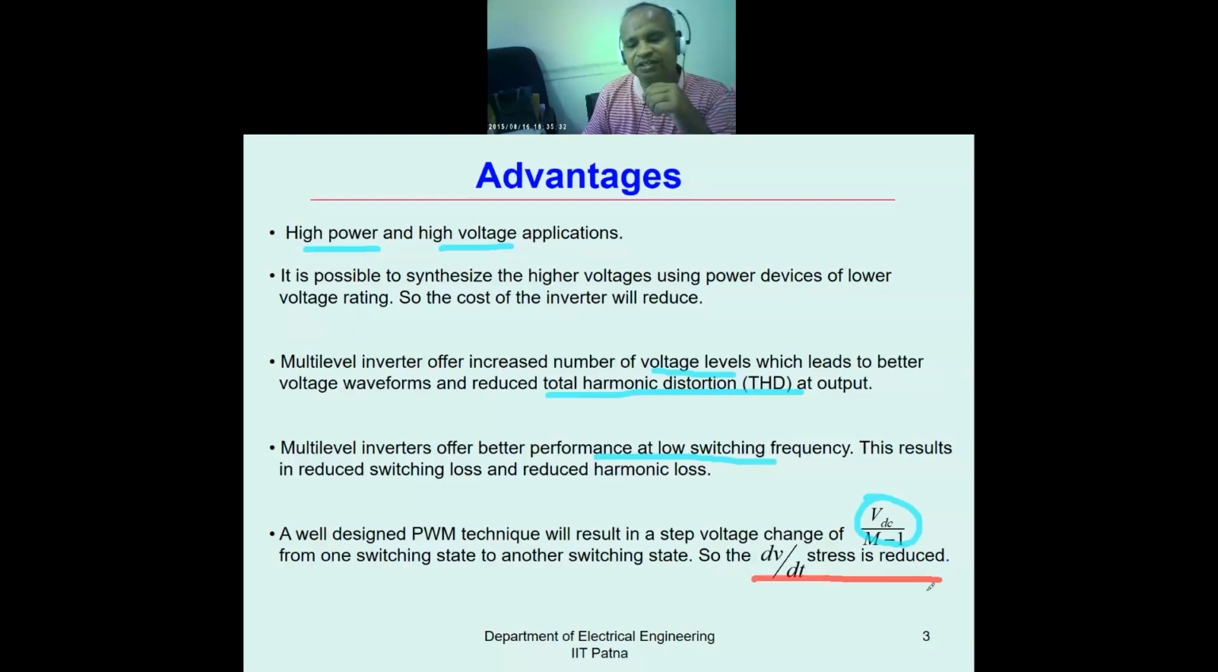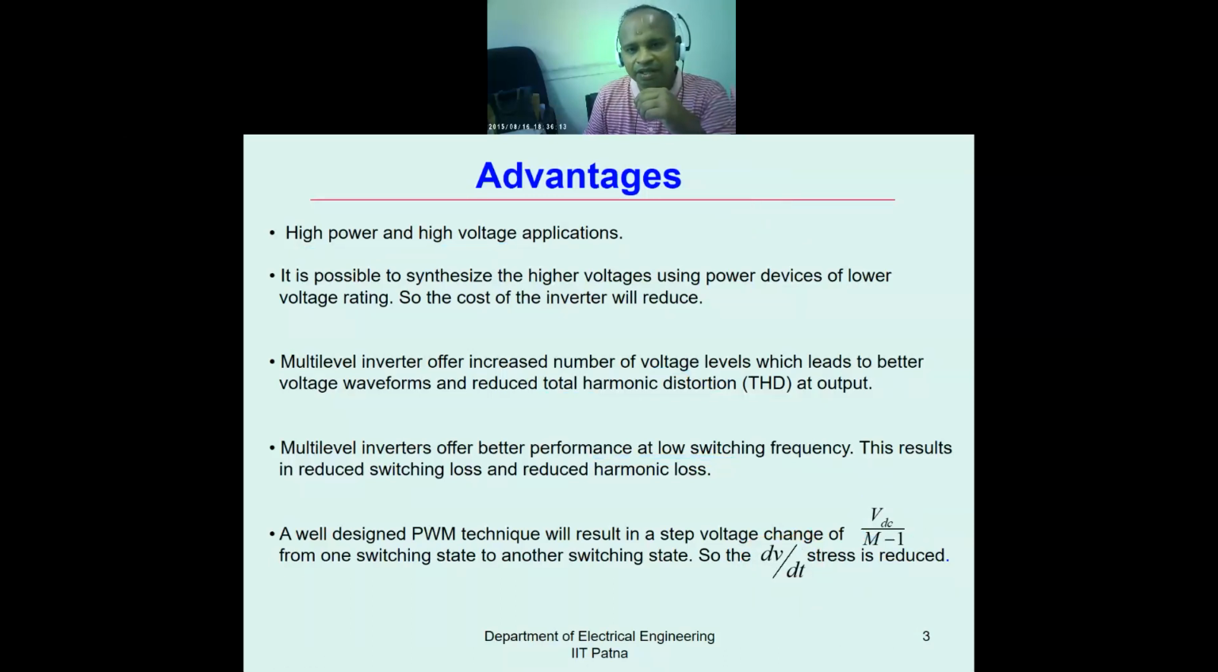So for example, you will have the dV by dt stress. What is that stress? I have already told you when we studied the thyristor circuit. dV by dt will occur when the thyristor is turned off. In the turn on, di by dt protection is required in a thyristor. Okay, di by dt when you turn on, and dV by dt when you turn off the thyristor. So when you switch off the thyristor, you experience this dV. So what is this dV by dt?